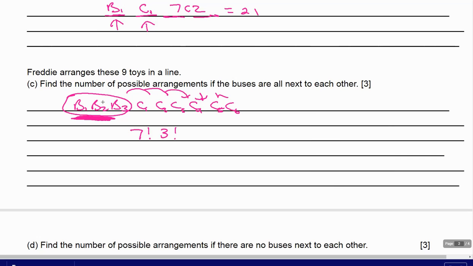Whenever you're doing things that are together, take the group that's together and count them as one thing, and then find out the number of ways they can be arranged. My one group can be arranged in 3 factorial ways. Then multiply that times the number of ways all of the things, in this case 7 things, can be arranged. And again, there's no duplicates, so it's just going to be 7 factorial times 3 factorial, which ends up being something like 30,240. Okay?